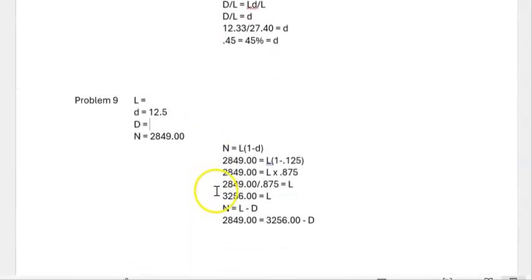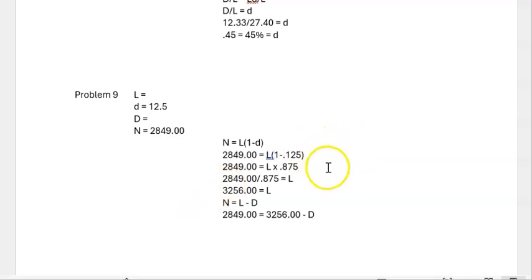So we look here, and again, we need to multiply out the right side. So 1 minus 0.125 gives us 0.875. Divide both sides by the 0.875 to get the L, or the list price, by itself. So list price equals $28.49 divided by 0.875 gives us a list price of $32.56.